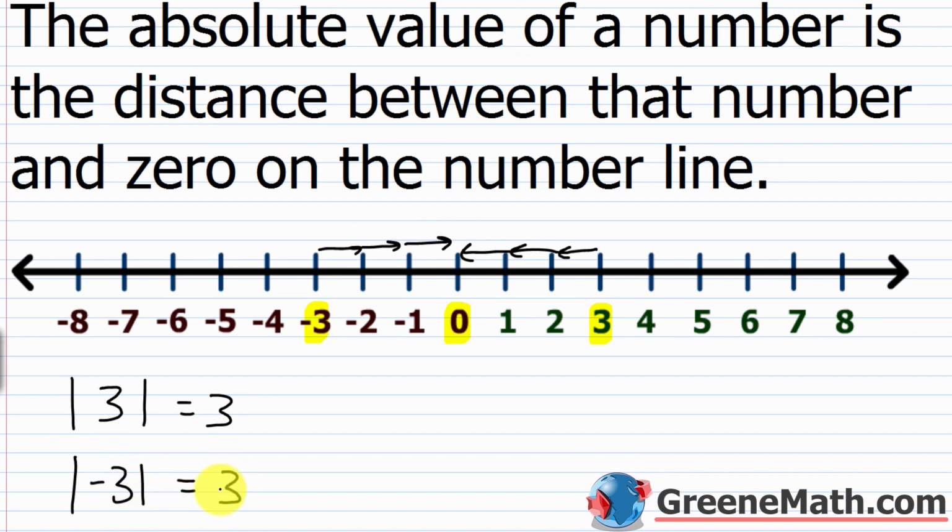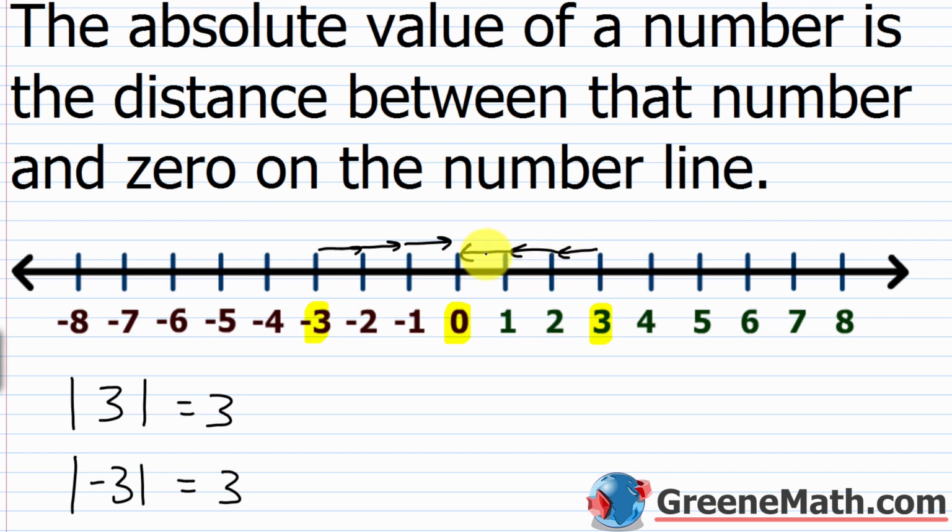This goes back to our definition of opposites. Remember in the last lesson where we talked about opposites, we said that opposites were numbers that lied on opposite sides of the number line. So in this case, you have 3 and negative 3. They're on opposite sides. And they had the same distance from 0. So this one has the distance of 3, right? You have to travel 3 units to the right to get to 0. This one has the distance of 3. You have to travel 3 units to the left to get to 0.